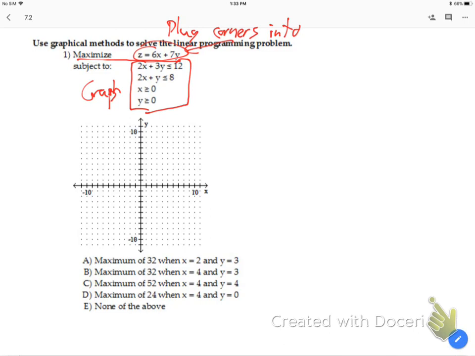So I'm going to graph. Let's take this first equation. How do I graph 2x plus 3y less than or equal to 12? What do I do? Get y by itself. Very good. That's the first step in graphing. Get y by itself. Grab that 2x, jump it over.